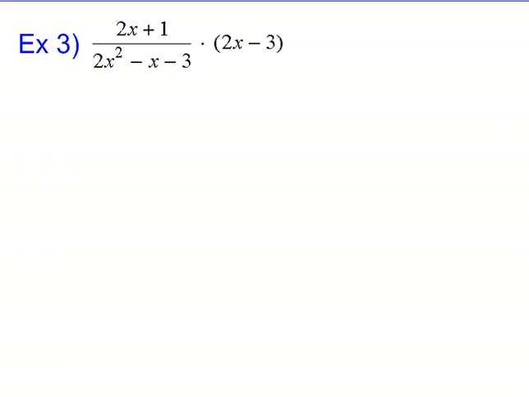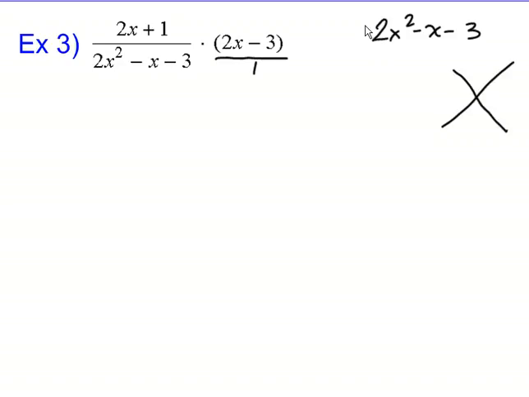Let's take a look at another multiplication problem. (2x plus 1) divided by (2x squared minus x minus 3) times (2x minus 3). We need to remember that everything can be put over 1 so that we do have a situation where this becomes a fraction. But let's take that 2x squared minus x minus 3, and I will show you how to use the diamond on this one so that everybody remembers.